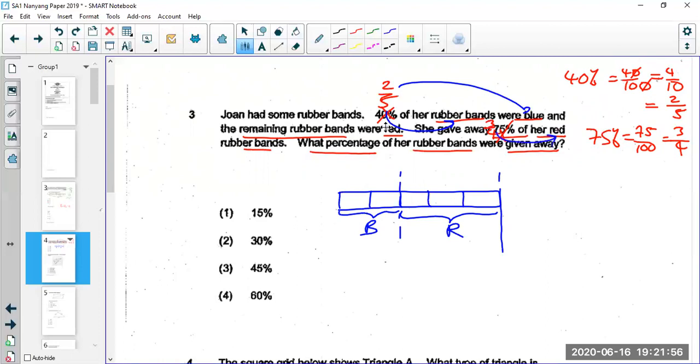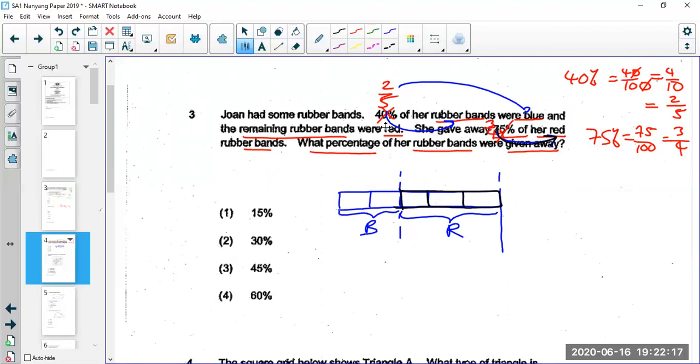If you look at the model, can you cut the boxes for the red into 4 boxes? You understand what I'm talking about? You look at the red, right? This is the red boxes, the red color rubber bands. Can you cut this into 4? Because for 3/4, the denominator is 4. So you need to cut the total into 4 boxes.